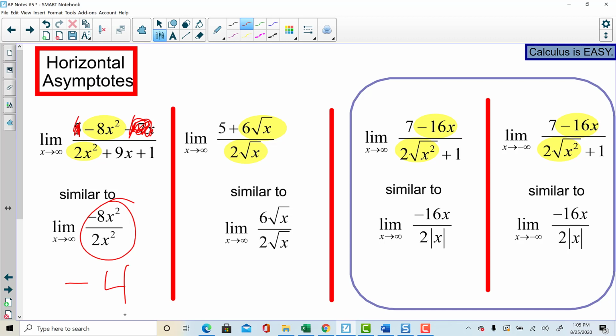For the second one, we're going to ignore the 5. So the limit as x goes to infinity of all that stuff is similar to this limit here. So we can ignore the plus 5. And you'll notice they're both just the square root of x.